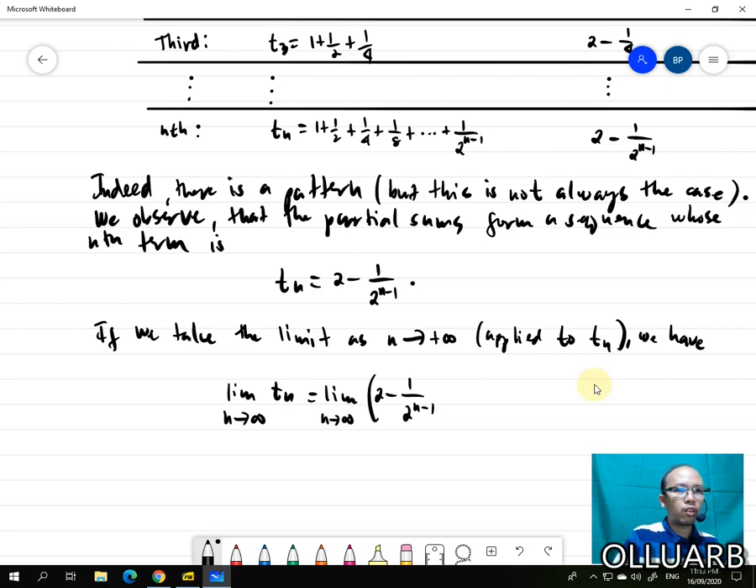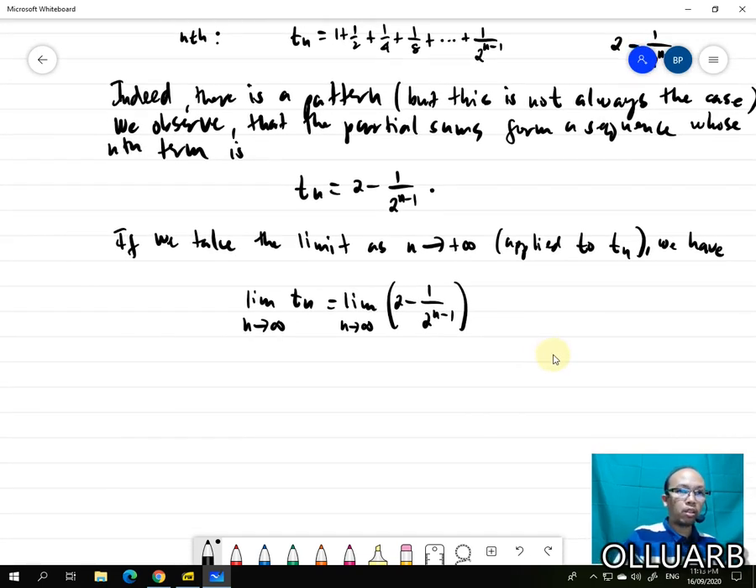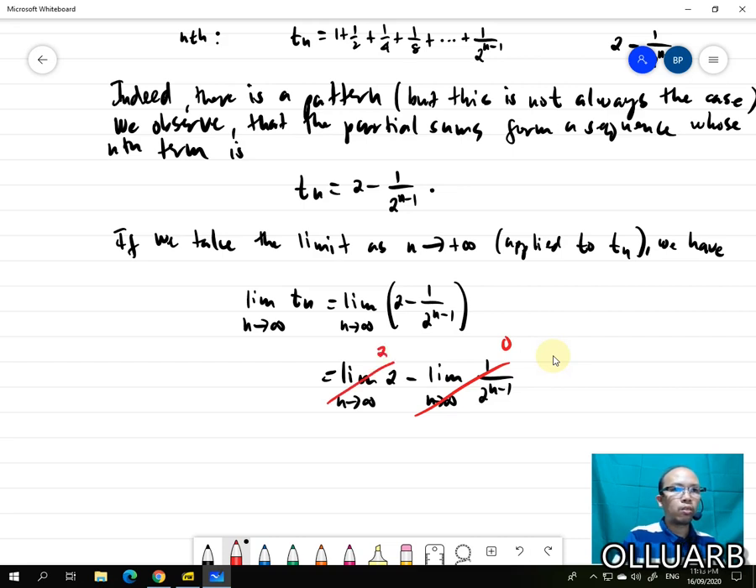Okay, and we know from our Calculus 1 subject that we can actually distribute this limit. For 1 over 2 to the n minus 1 as n approaches infinity, as you can see, this is 0, and the limit of a constant is a constant, so this is equal to 2.